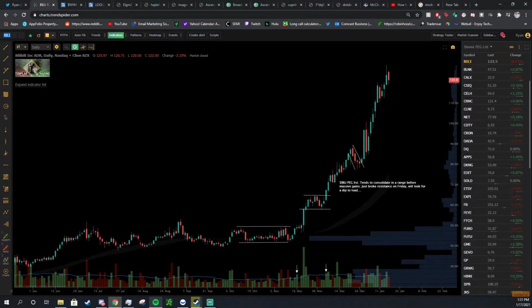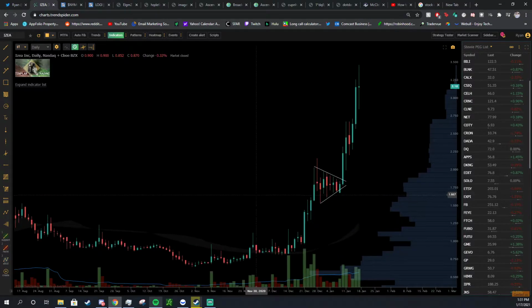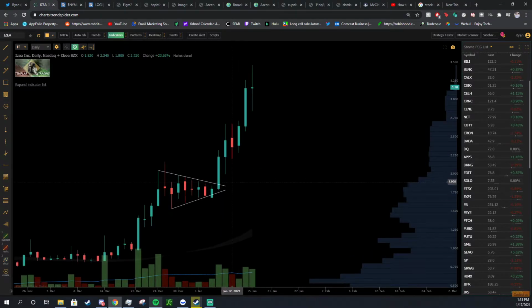And then speaking of penny stocks, still respect the patterns too. IZEA is a fantastic example of that. Beautiful bullish pennant, straight clean breakout. And honestly, we're still testing new highs.